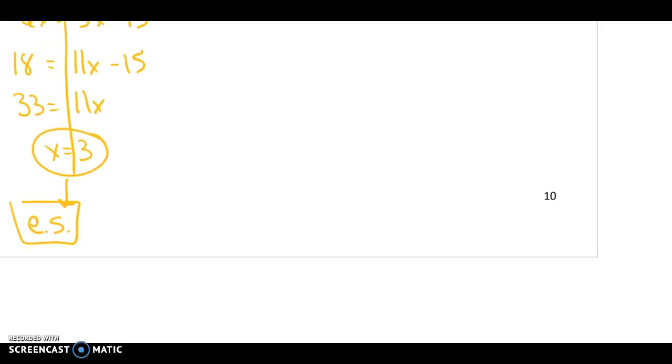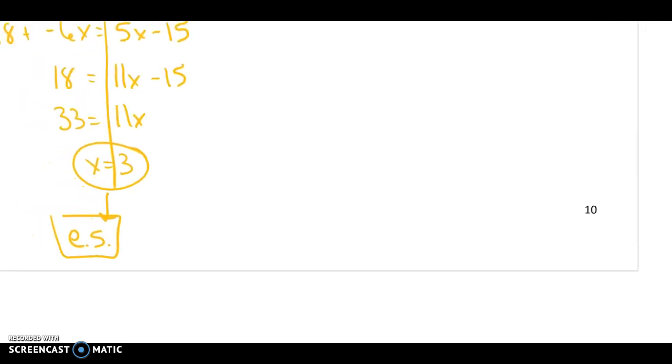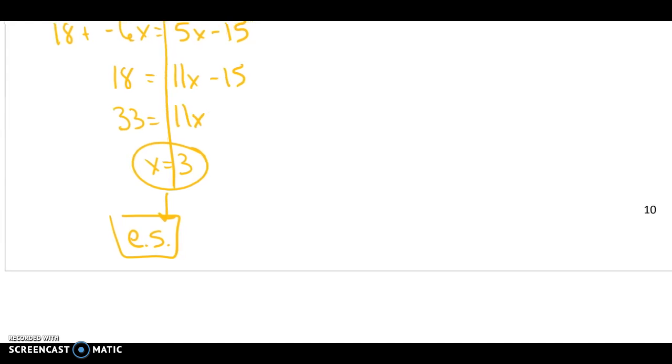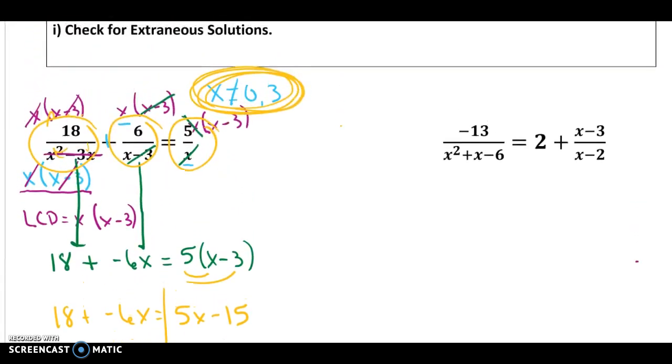So I had a slight interruption, so I'm not quite sure where the end of the last video got cut off. So I just want to readdress in this problem that I got a solution of 3 and it's considered an extraneous solution because when I go back to the original problem and I put 3 back in for x, it's going to make some of my denominators become 0, and that can't happen.